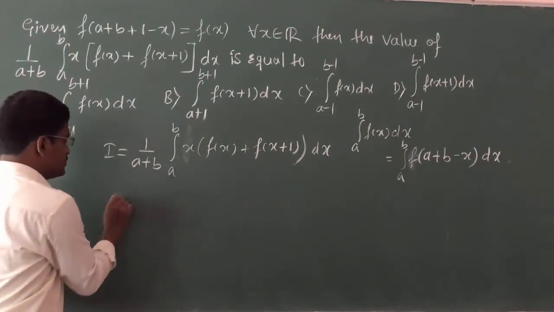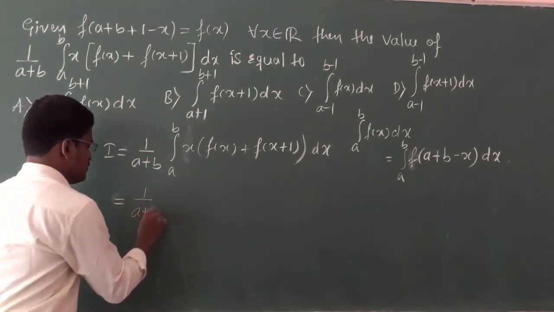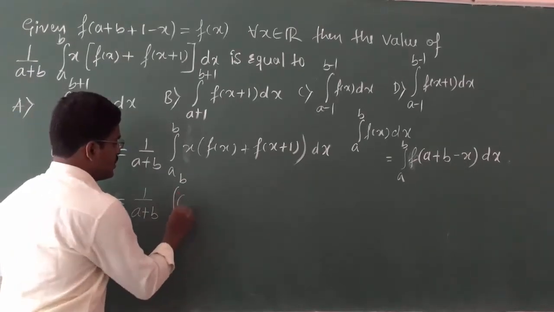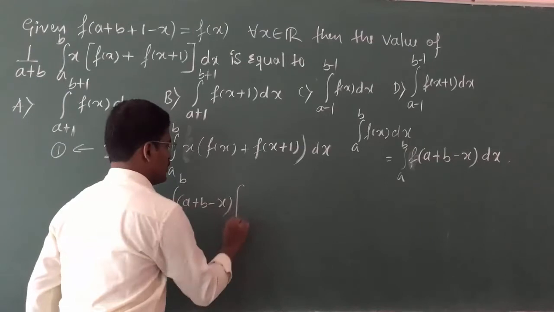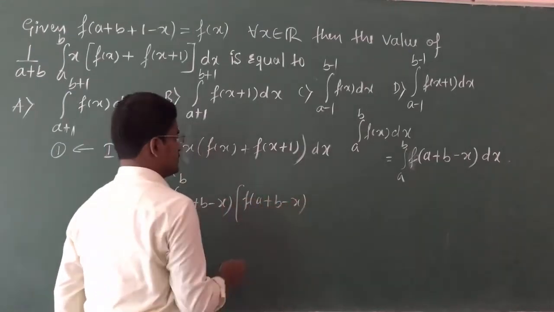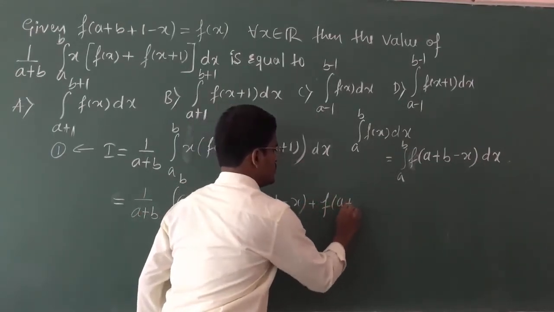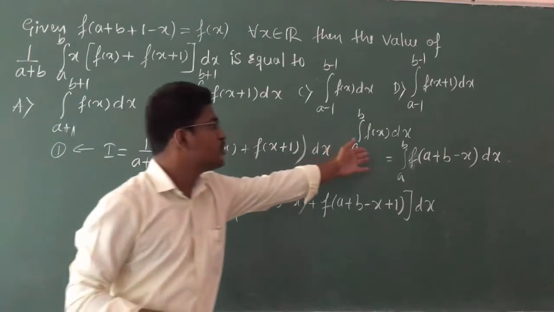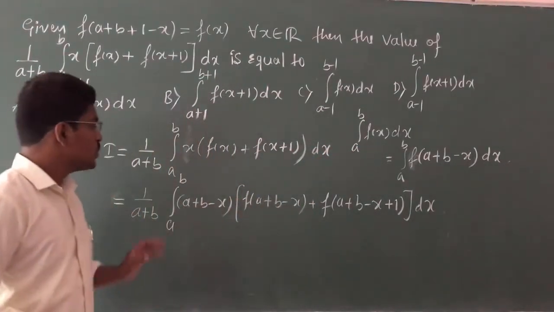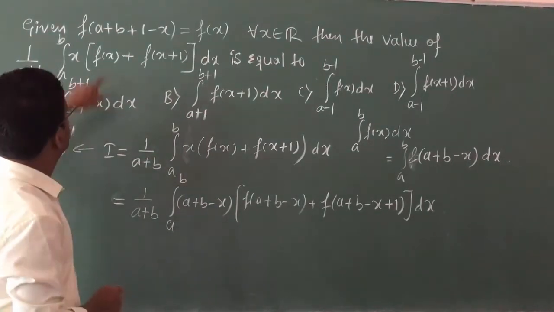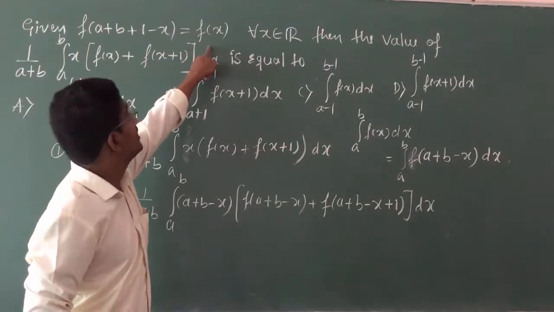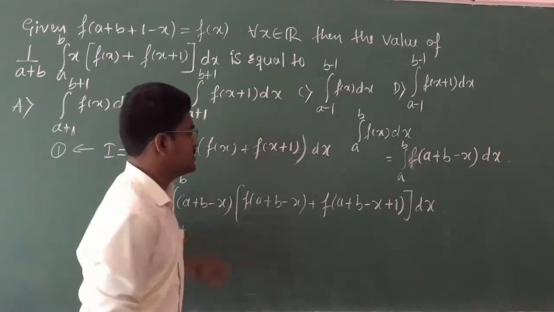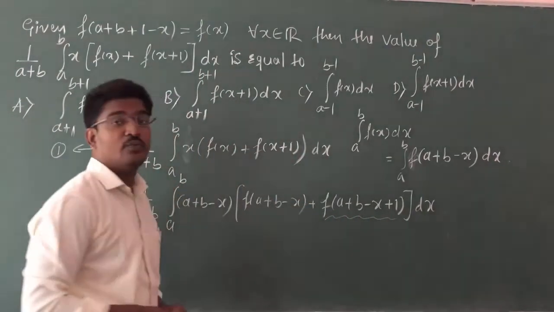Clear? So what you are going to have, this is going to be equal to 1 by a plus b, a to b, next a plus b minus x, here f of a plus b minus x plus f of a plus b minus x plus 1 with respect to dx. Clear students? So by applying this property to this integral value, we will have this result. So in this, let us see here what is the given condition, f of a plus b plus 1 minus x equal to f of x. That means, see here, a plus b minus x plus 1 is nothing but what? F of x. That means this particular term is going to be f of x.